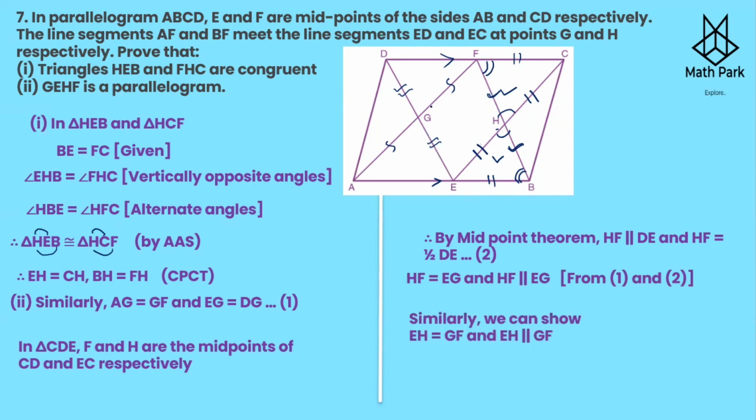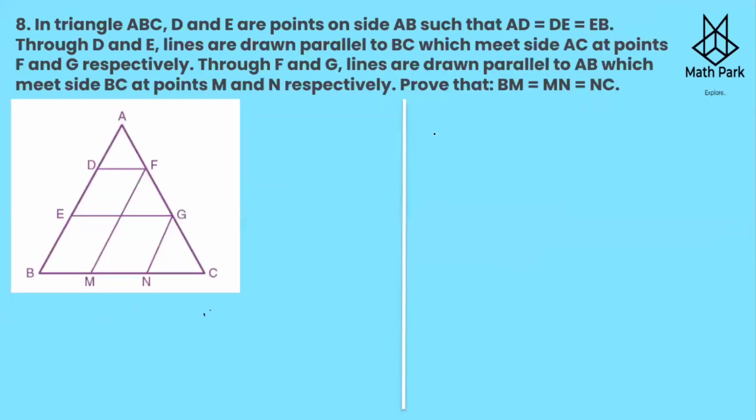Similarly, you can prove that FG is equal to EH. And since the pairs of opposite sides are parallel and equal, you get GEHF is a parallelogram. Moving to question number 8.